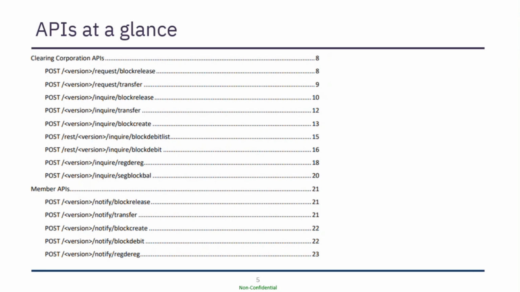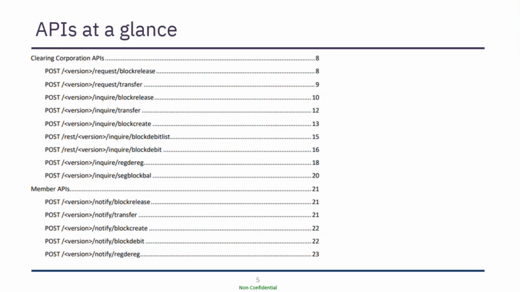Whenever a customer successfully creates a mandate, we will call the notify block create API to notify that a mandate has been created. If a member requests release of a mandate, we will process it through the NPCI system, and once the block is released successfully, we will call the notify block release API. Similarly, if there is a trade done by the customer and we have debited some amount, we will call the notify block debit API. The transfer is a futuristic API. Whenever we have other segments also, that is when transfer will come in.